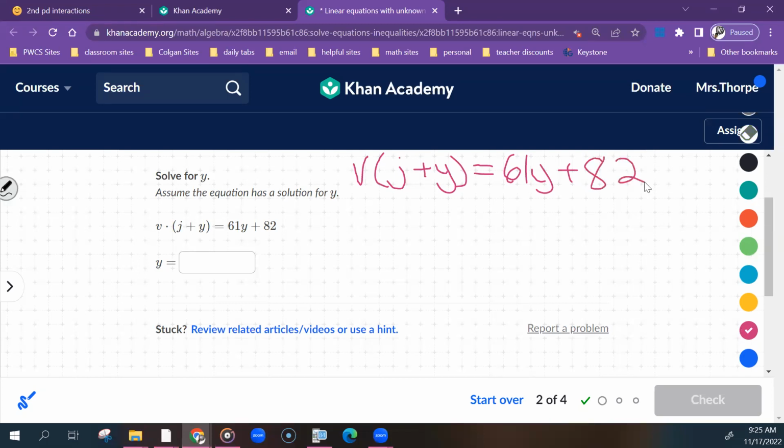Okay. So we are trying to get Y by itself. Right now we have one inside parentheses and one outside of the parentheses. In this case, we have to distribute first. So VJ plus VY equals 61Y plus 82.